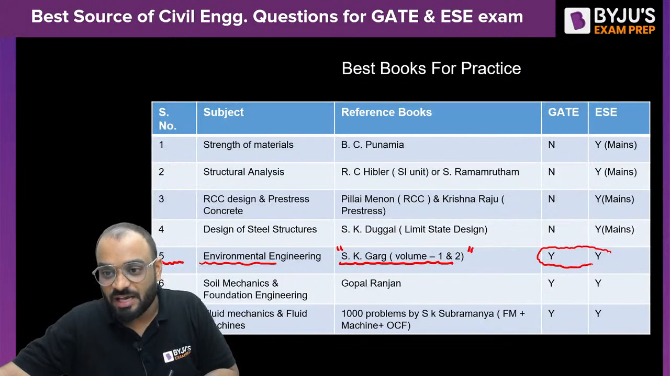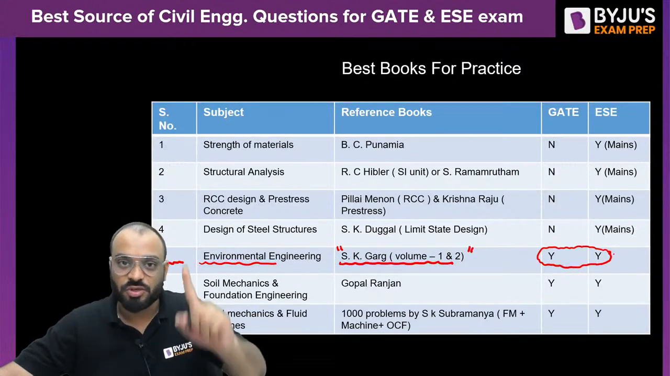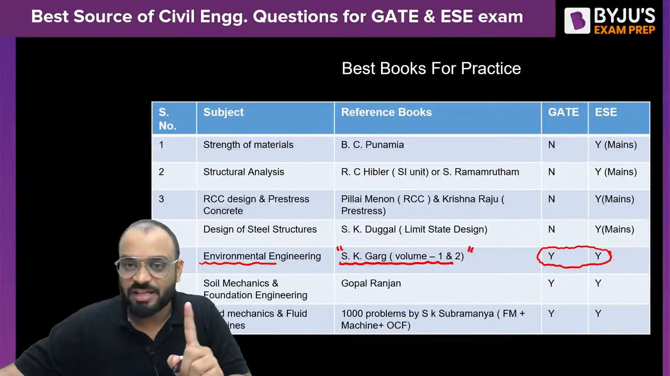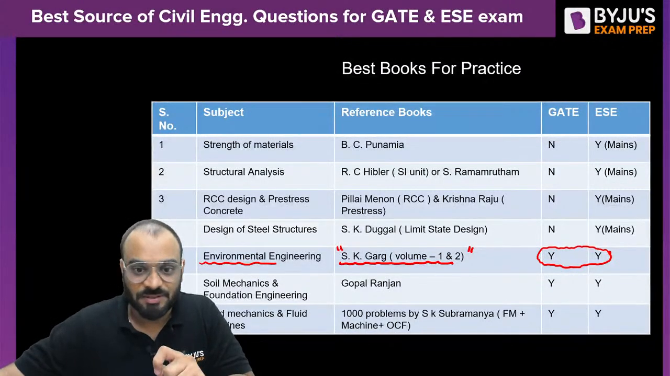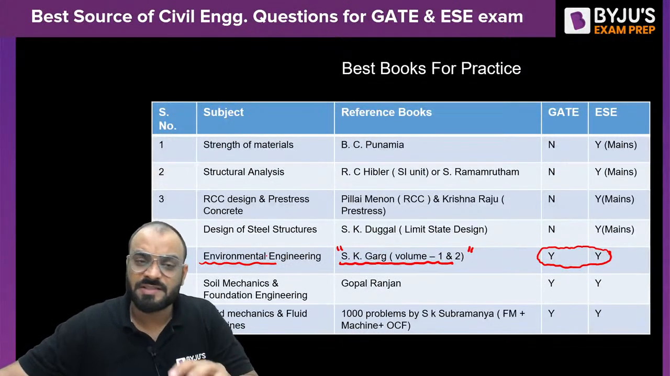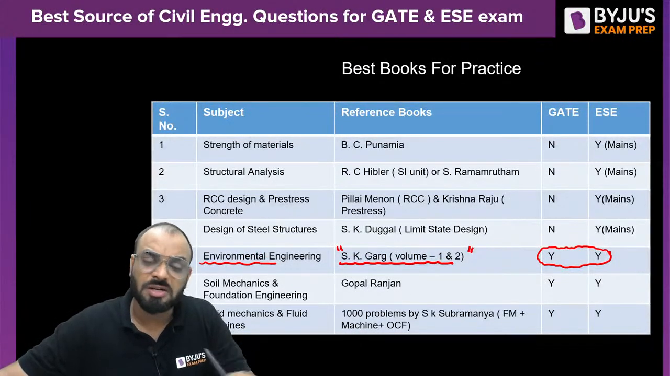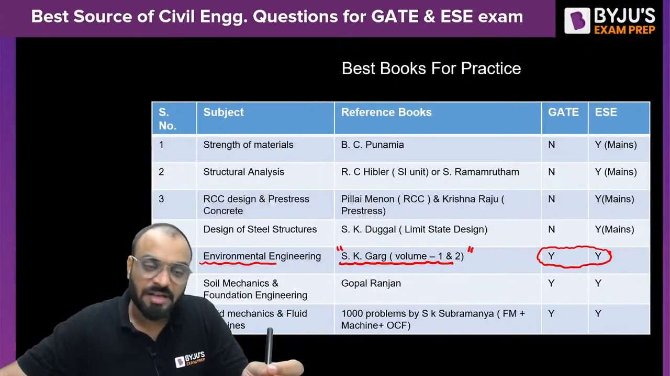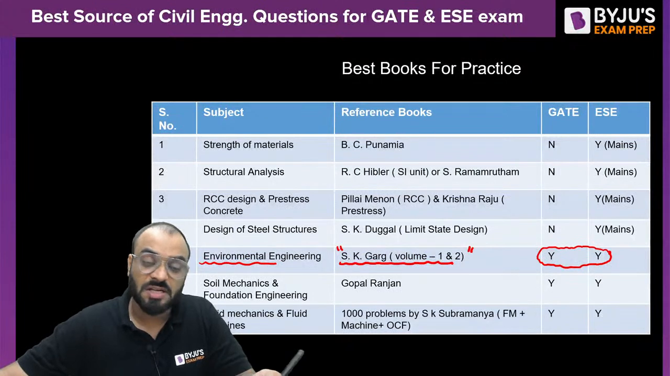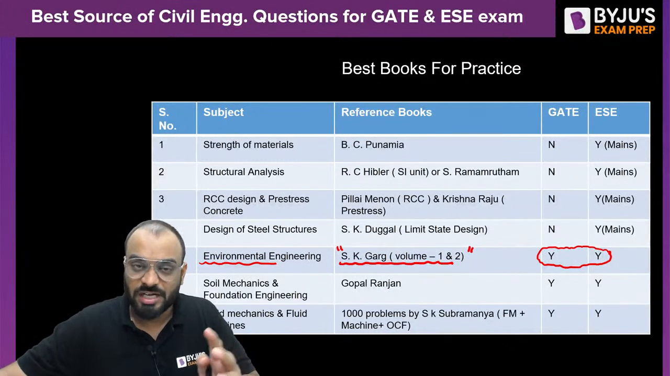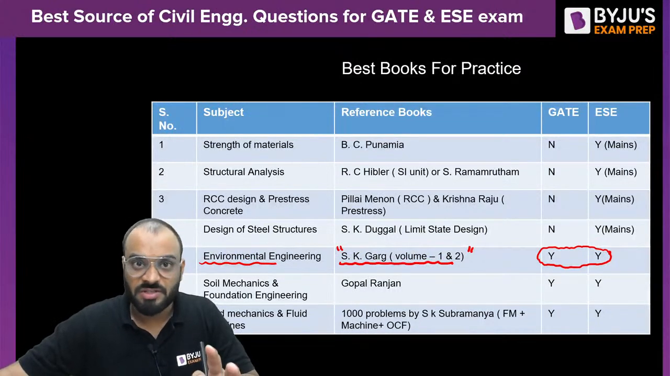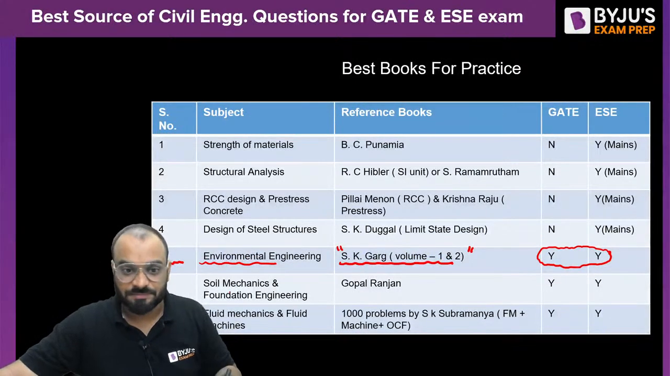So guys, I have written why. That means you need to refer to the book, which is basically environmental engineering, for the GATE as well as the ESE examination. Clear? Now, you know that guys, in SK Garg part 1 and part 2, you may get a lot of objective questions, PYQs of the ESE examination, PYQs of the GATE examination, as well as conventional questions. So that's why this particular book is very nice for the environmental engineering portion. Okay, you can use this.